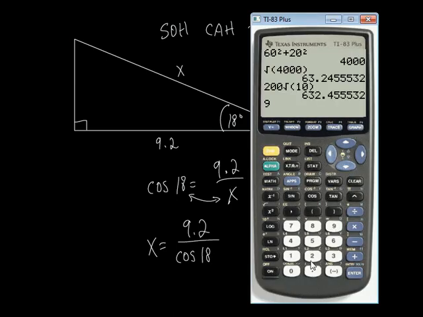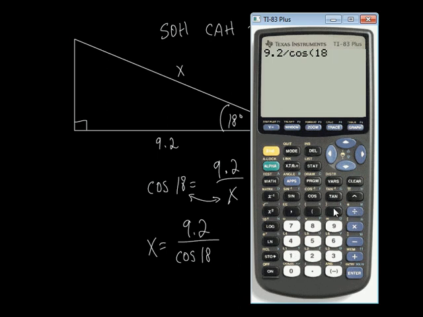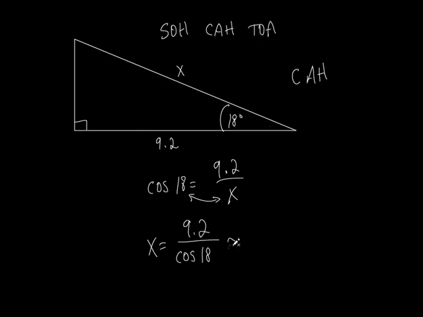So it's 9.2 divided by, oops, let's try that again. 9.2 divided by cosine of 18. And it's about 9.7, okay? So approximately 9.7. There you go. That's what that is right there, 9.7. Make sense? Yep. I think so. Good, good, good.